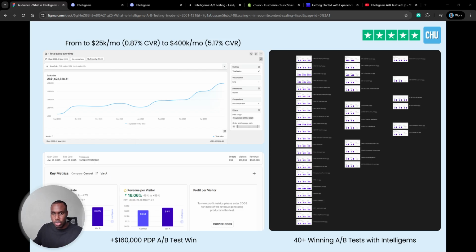I put some of the screenshots over here, and also used this to scale conversion rate on pages that we were trying to optimize from as little as 0.87% to 5.17%, which changed revenue from 25,000 to 400,000 a month. So if you are not A/B testing, you definitely should be.